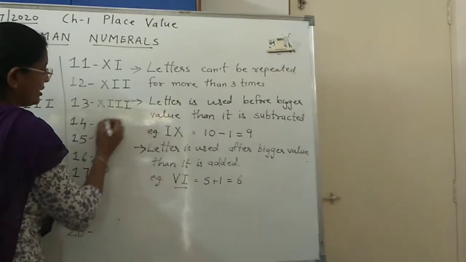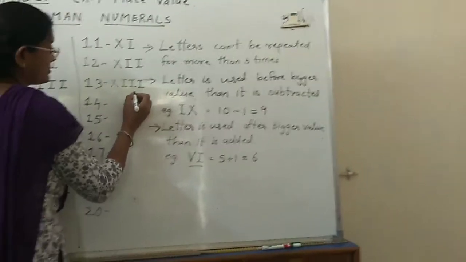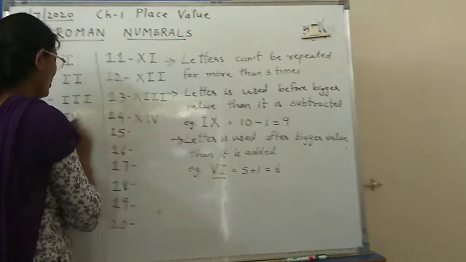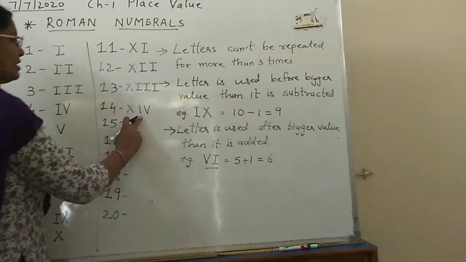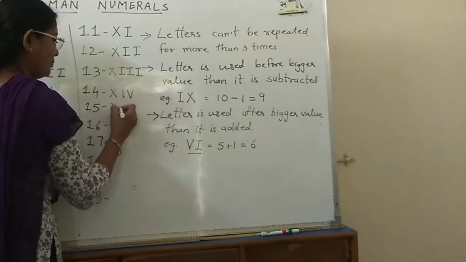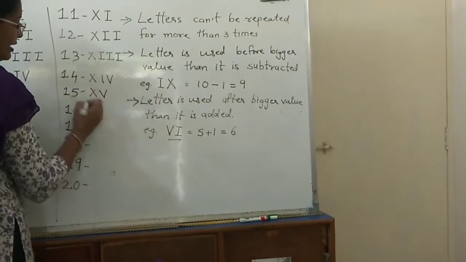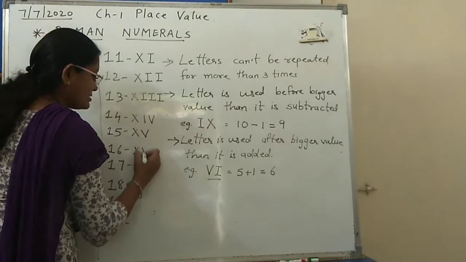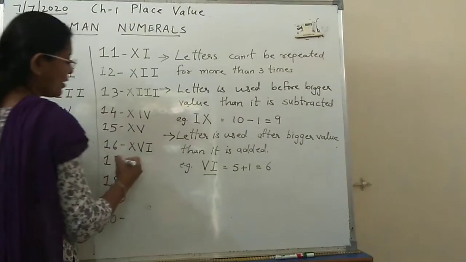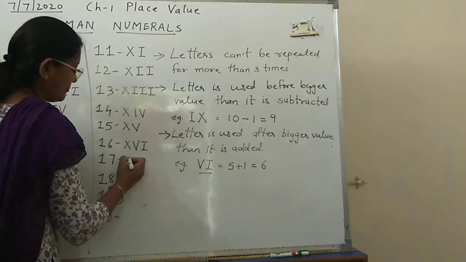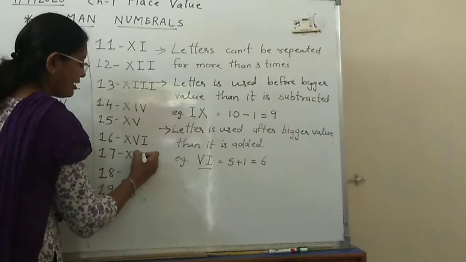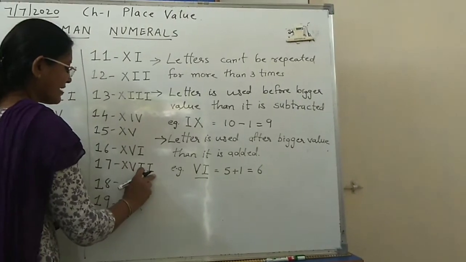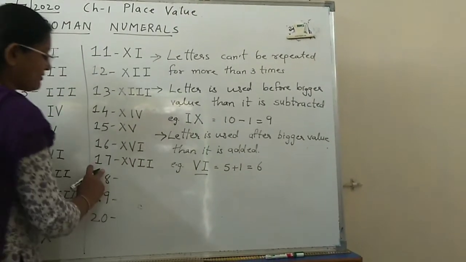Again, we cannot repeat more than 3 times. So 10 plus 4. We know what is 4 now, right? 10 plus 4. Same way 10 plus 5. Okay? 10 plus 5. Then 10 plus 5 plus 1. That is 16. 10 plus 5 plus 1 plus 1. That is, this is 7. 10 plus 7. So 17.